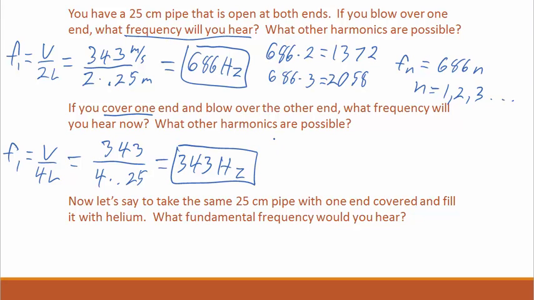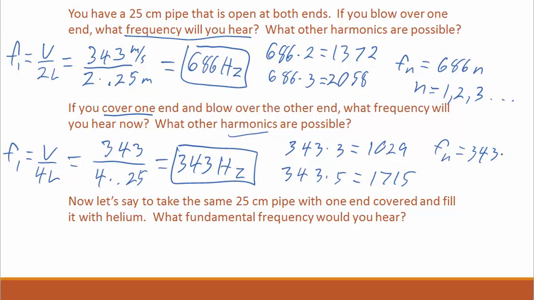Now, the other harmonics that are possible, we won't get the second harmonic. We will still get the third. So we take the fundamental times 3. That's going to be 1029. We don't get the fourth, but we do get the fifth. Fundamental times 5 is 1715. And in general, we're going to have 343 times n, where n has to be an odd integer.